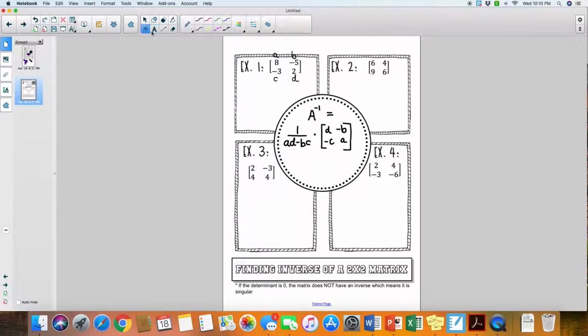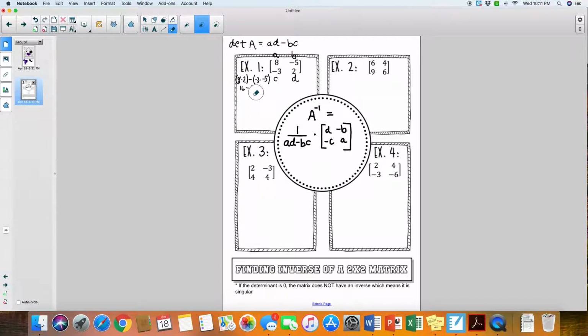So again, you find the determinant, and det of A would equal A times D minus B times C. So I would do here 8 times 2 minus -3 times -5. This would give me 16 minus -15. I'm sorry, this will be a positive 15.